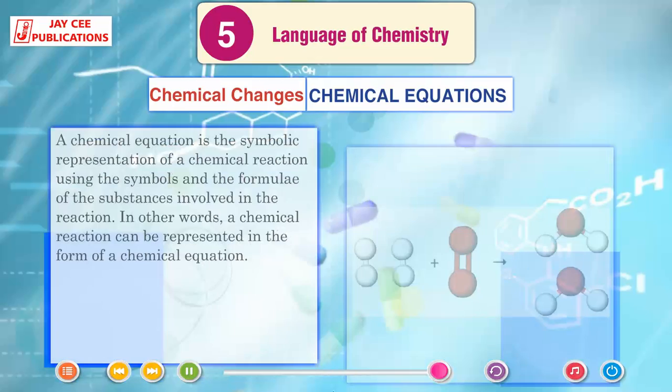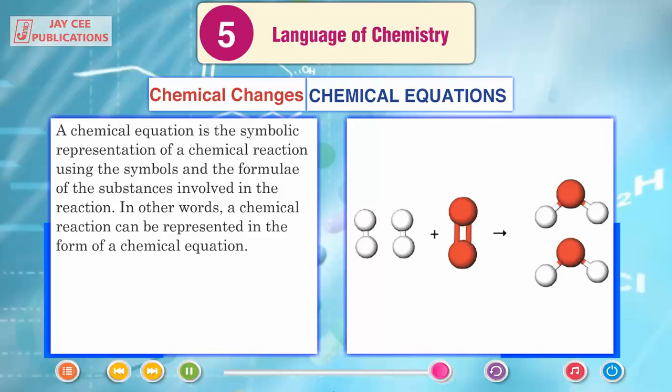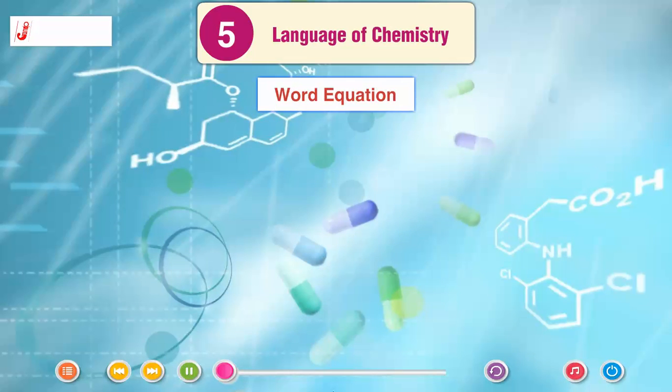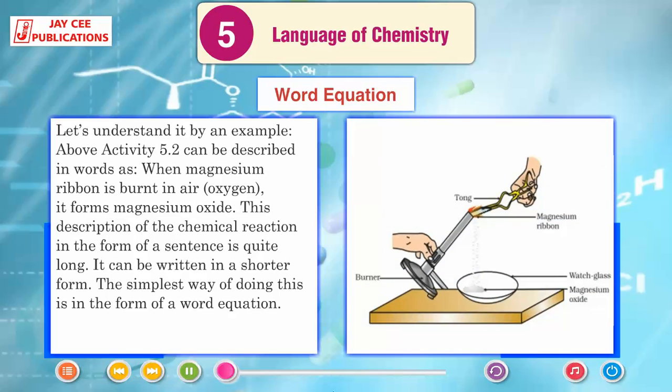Chemical equations. A chemical equation is the symbolic representation of a chemical reaction using the symbols and the formulae of the substances involved in the reaction. In other words, a chemical reaction can be represented in the form of a chemical word equation. Let's understand it by an example. Above activity 5.2 can be described in words as: when magnesium ribbon is burnt in air, oxygen, it forms magnesium oxide.